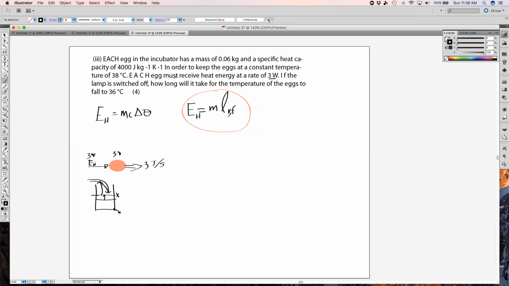So we understand that. If the lamp is switched off, what does it mean? It means we're not supplying any heat anymore. But it is still going to be losing heat. So if it is losing heat, the temperature would not remain at 38. Because it is losing heat, the temperature is going to have to drop. So if the lamp is switched off, how long will it take the temperature of the eggs to fall to 36? So what we have is, again, EH = mcΔθ.